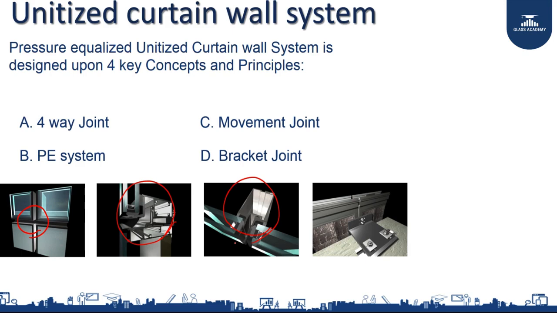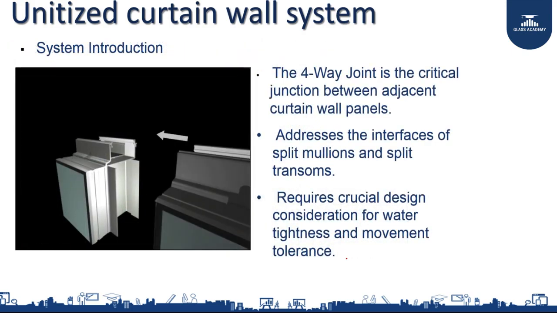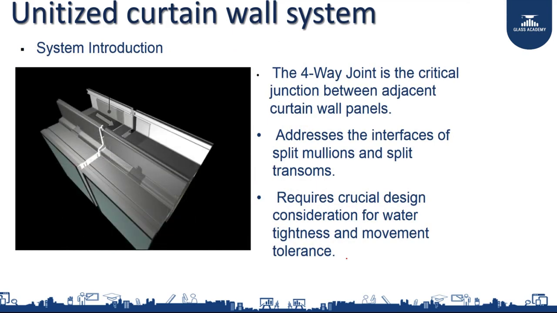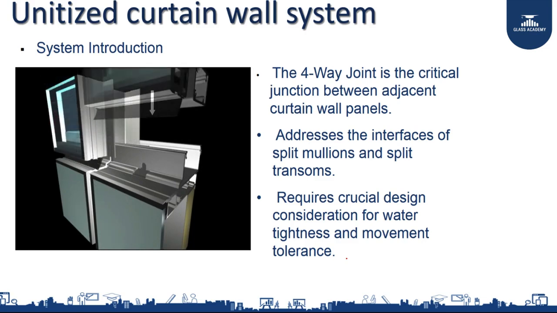But what will happen in semi-unitized system when there is a thermal expansion? It will be taken care of by the gaskets, which is not good. But here the system itself will expand and contract. Then a bracket. This is the bracket you use to hold it to the structure, but at the same time taking care of all the building movement. So now let's understand each and every component of this. If you see, there are 2 panels which are put together. Now they are creating a 4-way joint.